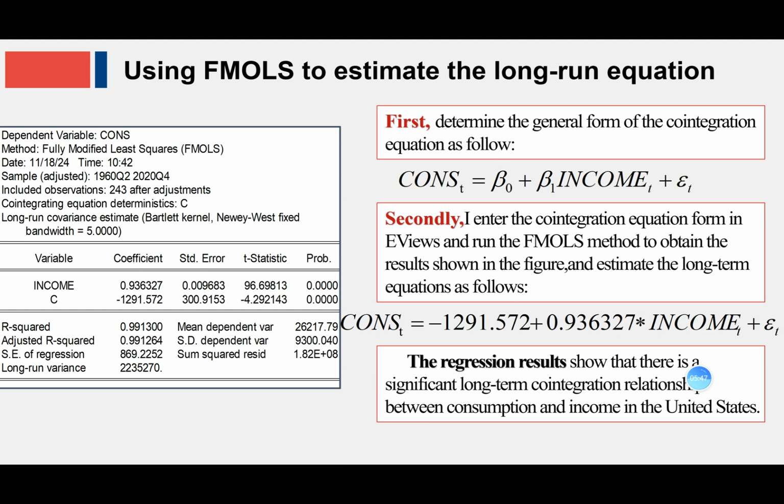The regression results show the coefficient of income is 0.936, close to 1, and the p-value is 0, indicating that income is the main driver of consumption growth. And it can be seen from the R-squared of 0.991 that the model fits well and explains more than 99% of the consumption changes.